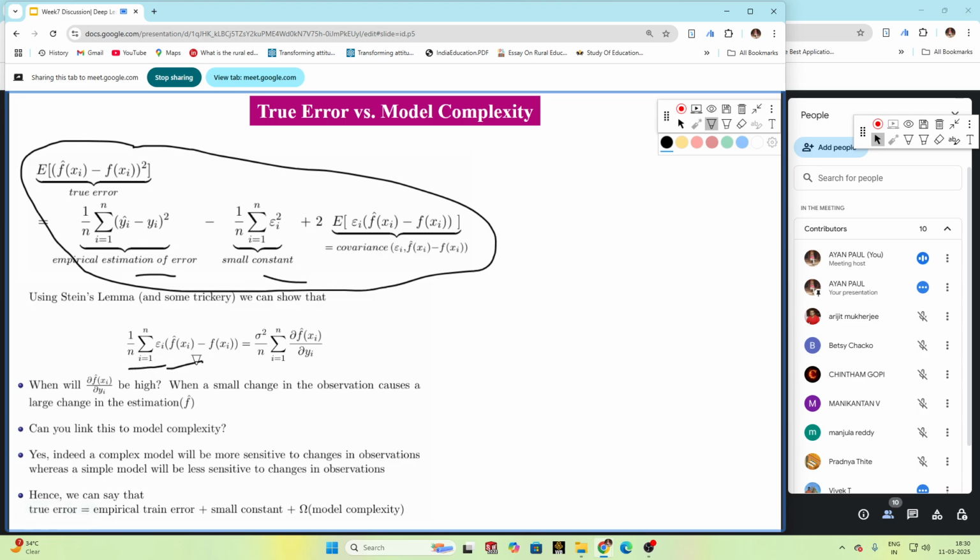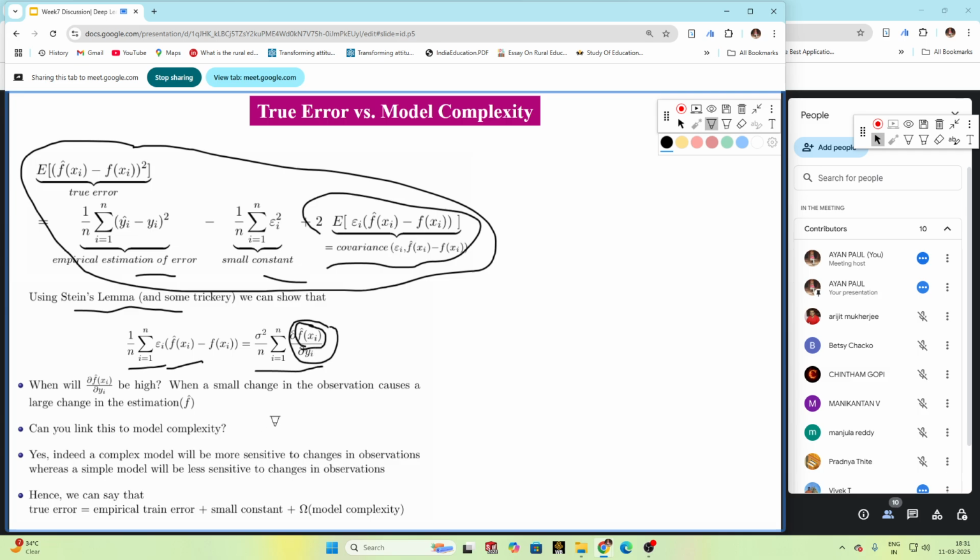Now, according to a theorem called Stein's lemma, this covariance part will be equal to this, and this depends on this, that is del f xi by del yi. Now del f xi is the predicted, the del of predicted function divided by del of this true function. yi is your true function, this f predicted xi is your predicted function.